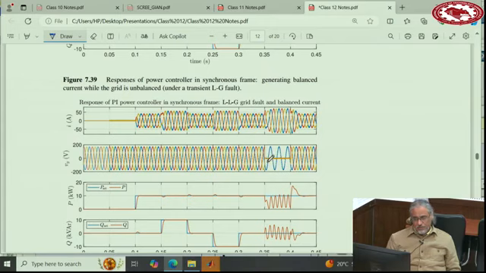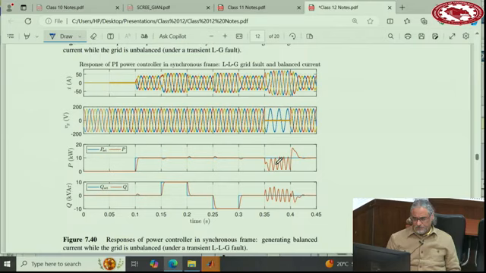This is when a double phase to ground fault happens. Again, you have large pulsations. The real power drops significantly because the grid cannot really absorb this power. But reactive power stays around 0, no difference, but real power significantly drops. Both of them will have a lot of pulsation.